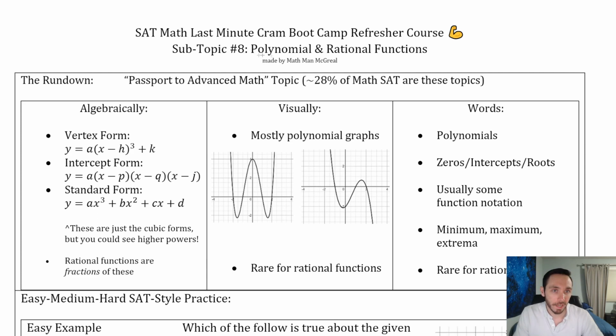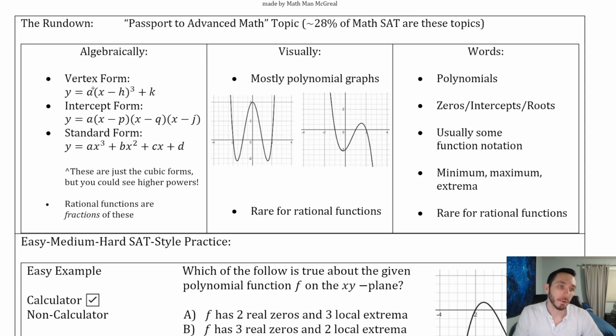All right, so the 8th topic here, polynomial and rational functions. With the vertex, intercept, and standard form of quadratics comes the polynomial versions of them. So you can raise this to the 4th power, 3rd power, what have you. We can write polynomials in factored form if it's factorable. And sure enough, polynomial standard form you might see. Rational functions are fractions of polynomials. So here are some example polynomial graphs. You will pretty much not see a rational graph.